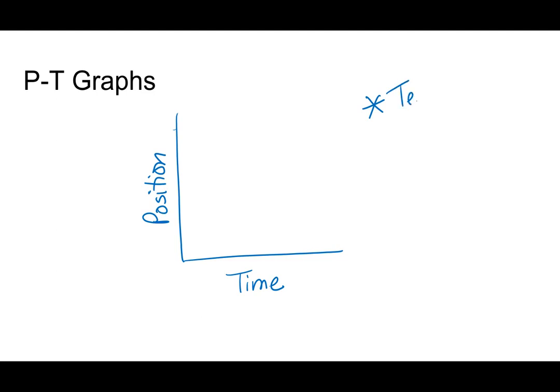Going to talk about position time graphs in general, both what they tell us as well as how we can determine the type of motion that we see based on the shape of a position time graph. So first off, a position time graph is one where we have time on the x-axis and position on the y-axis. This is going to tell us where we are, so where we are each second.